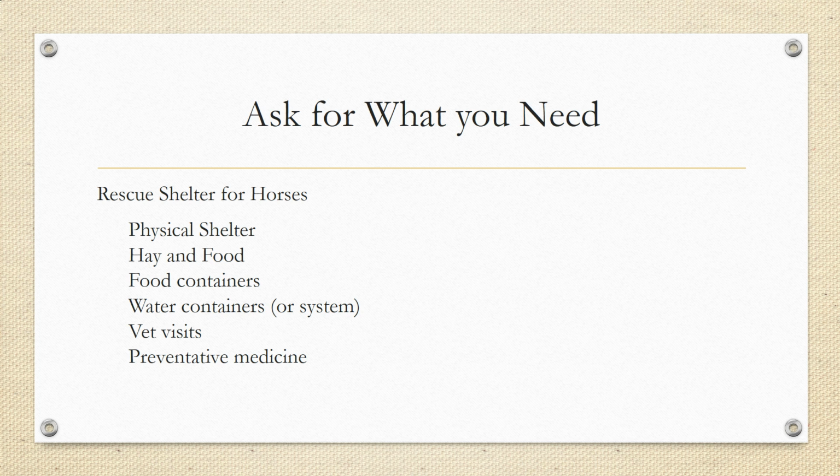So another example of a good grant that was written was a rescue shelter for horses. You have to think along that path. If my goal is a rescue shelter for horses, then I have to think, well, we have to put them somewhere. They have to have a physical shelter. What am I going to feed them? So they need hay and food. Well, if I have hay and food, what does that hay and food need to go into? I obviously have to have food containers, or I have to have some way to haul hay. I have to have some way to be able to distribute the food.